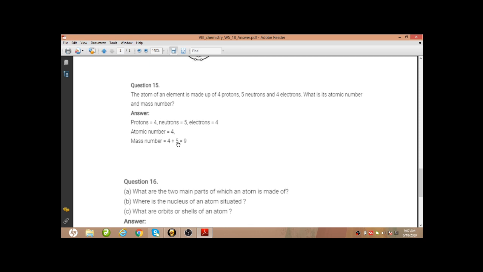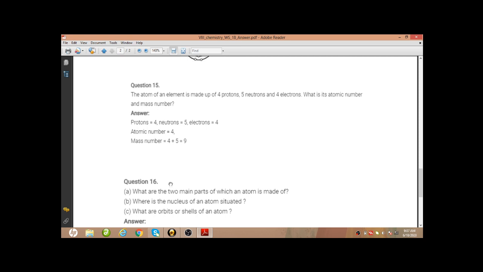From this you may have to guess the name of the element also. So atomic number 4, this is beryllium. Hydrogen, helium, lithium, beryllium. So the fourth element.